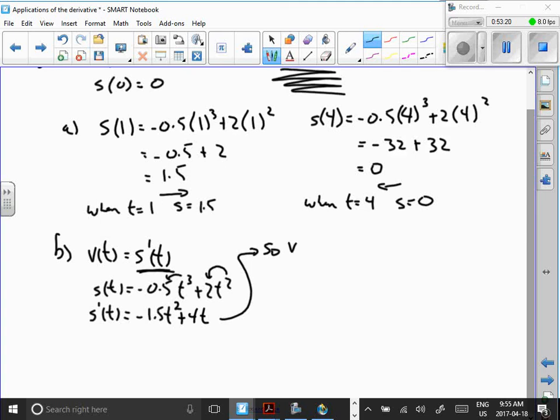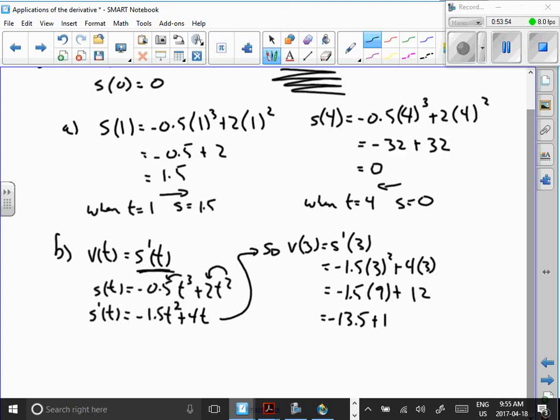So v, we want the velocity at 3. V at 3 equals s prime at 3 equals negative 1.5 times 3 squared plus 4 times 3. Well, that part's 12. This is negative 1.5 times 9, negative 13.5, right? We need a plus in here. So that's negative 13.5 plus 12, negative 1.5. That's the velocity.